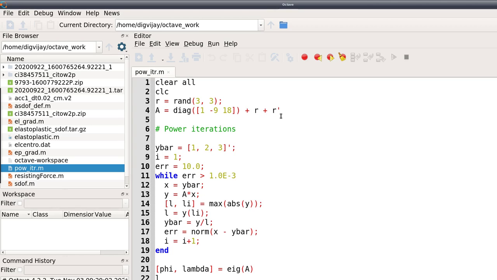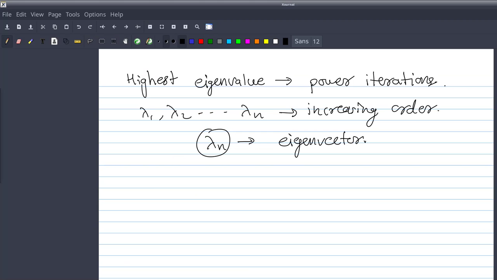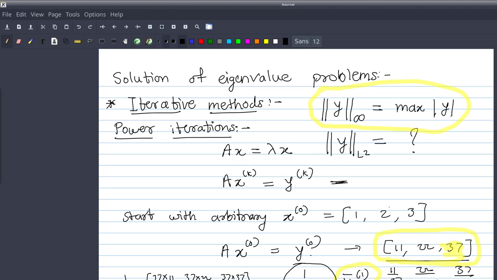Now the power iteration starts. Y bar, initial value 1, 2, 3, and this is just some starting point, and then error. So I was asking you something here, when will you stop the iterations? When will you stop these iterations? The answer to that is when the older value of x and the new value of y are very close to each other.